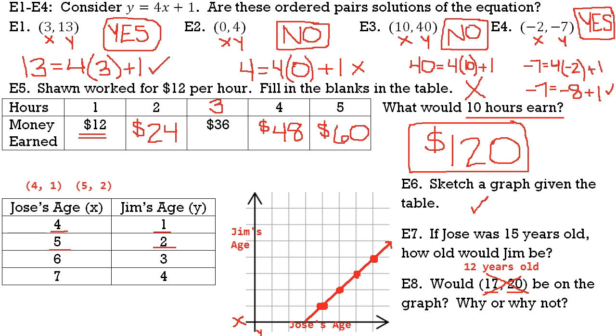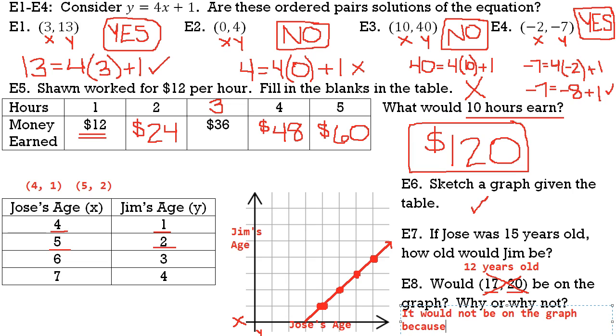All right, now let's be careful with our description. Let's do our best here because descriptions are becoming more and more a part of testing. We're not just feeding things into a machine anymore. We're actually reading descriptions. So make sure you describe it the best you can. Would (17, 20) be on the graph? Why or why not? It would not be on the graph.